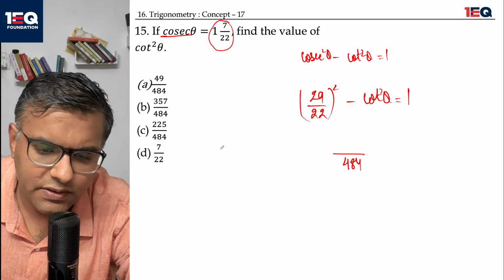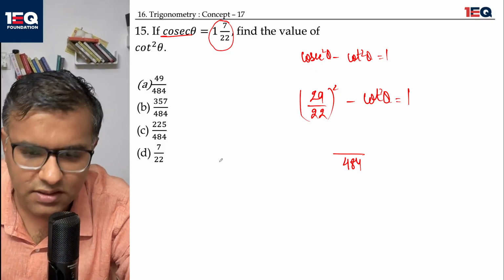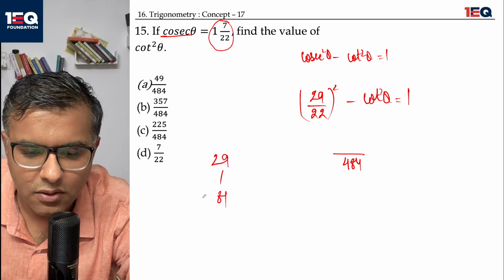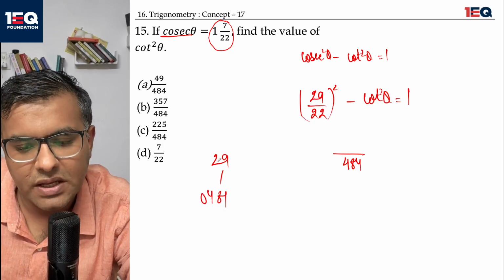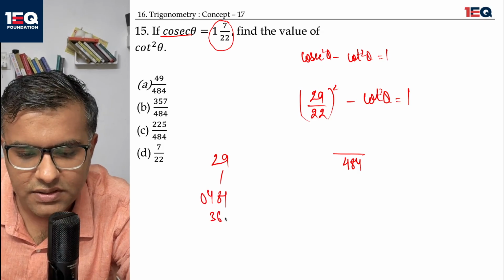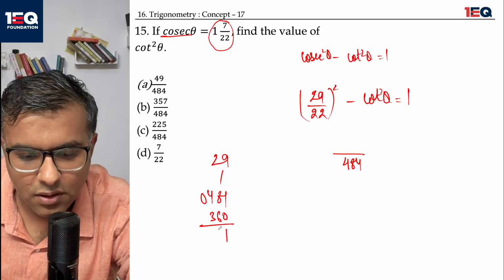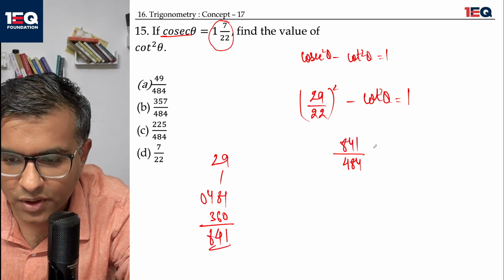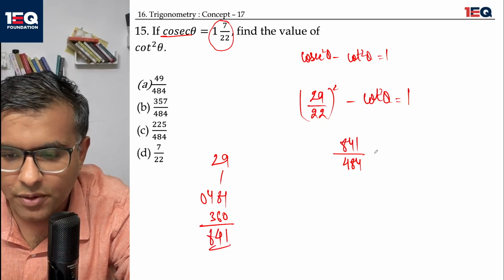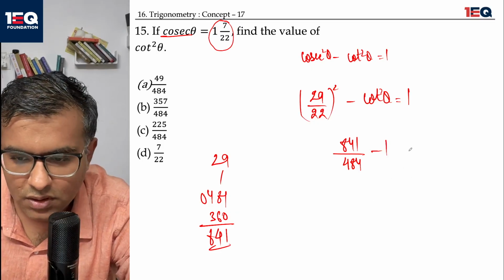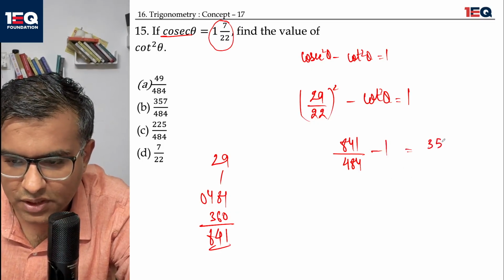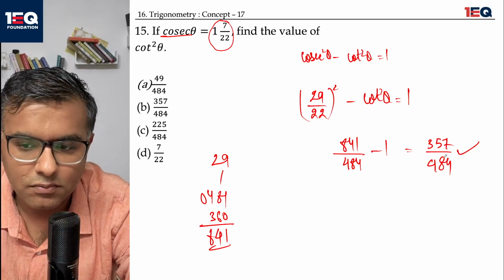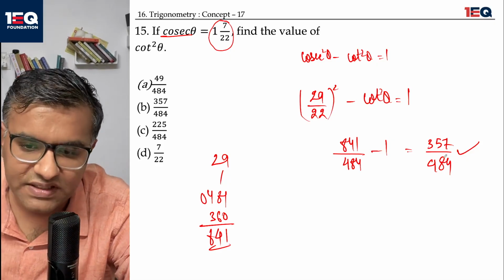Let me do a 29 square. What is a 30 square minus 1? No, that's a difficult thing, it's better to do a 29 square. 9 nines are 81, 2 twos are 04, 2 nines are 18, 18 twos are 36. Okay, I would beat myself up because I knew it, but I still did it in the wrong way. So it's 841 upon this, and minus 1 would go here. I would get 357 upon 484 as my answer. So 357 over 484 is the answer that I'm looking for.